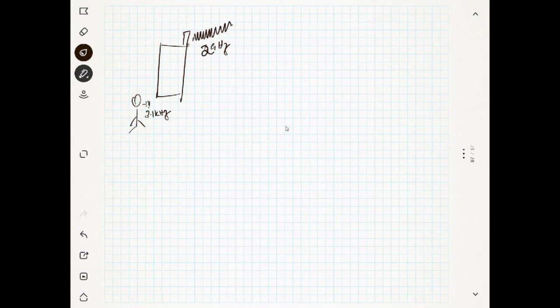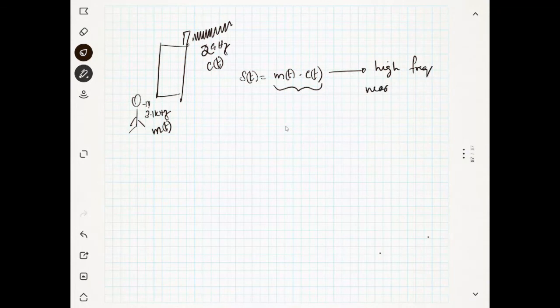No. You will mix them. Suppose m(t) is the message signal, and this is your carrier signal. Then you will make a new signal which is s(t). In a general example, I can say m(t) multiplied with c(t). If you do it like this, then this signal will have a high frequency near 2 gigahertz, maybe plus or minus around 2 gigahertz, something like this. And why are you doing this task?